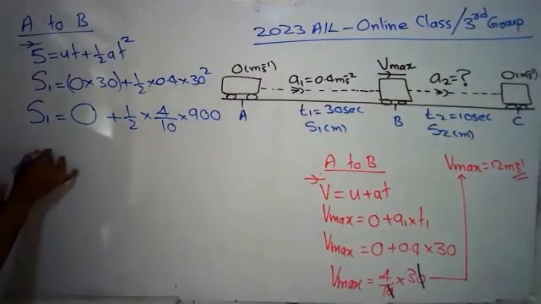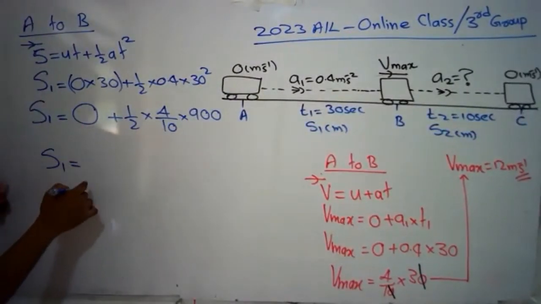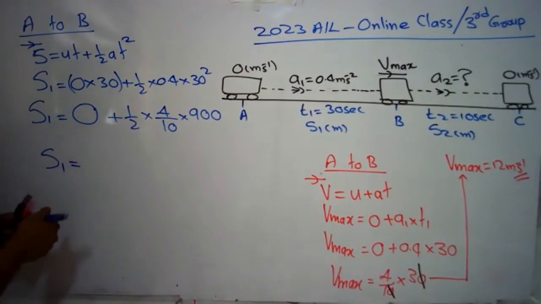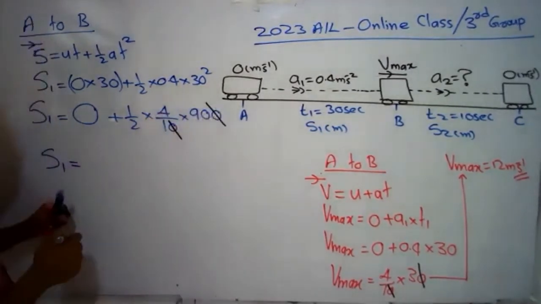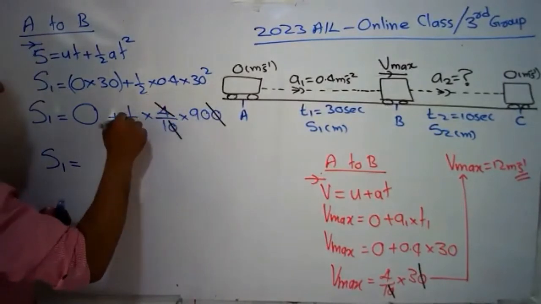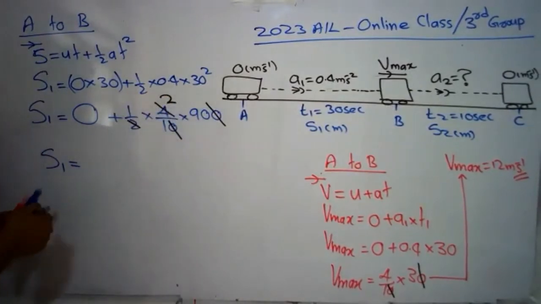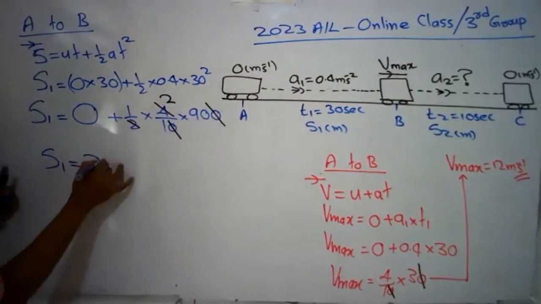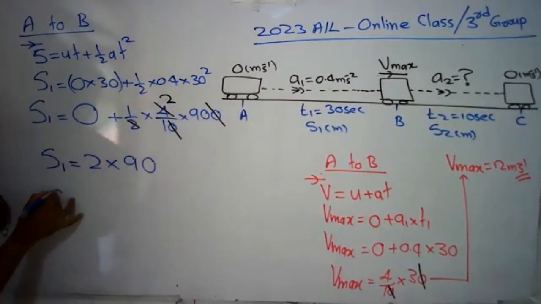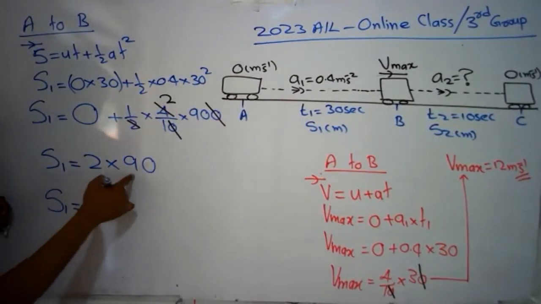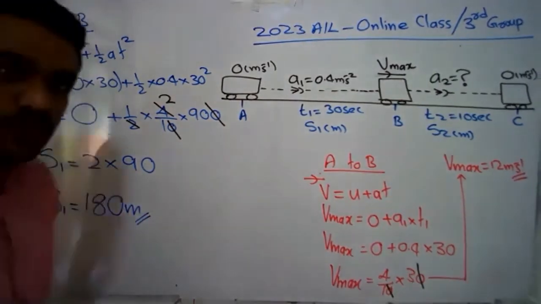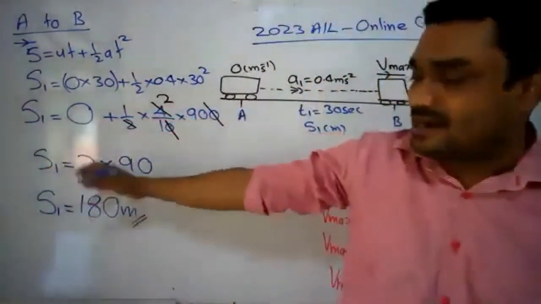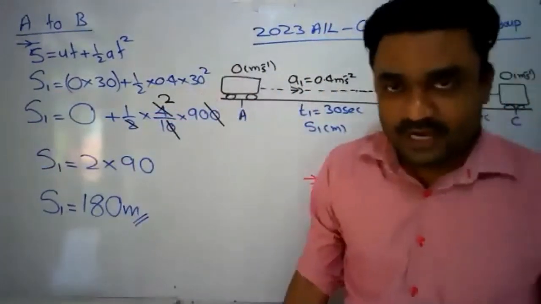So then S1 equals, we don't worry about this 0. We can cancel out this 0 and this 0. 4 divided by 2 is 2. So here then we have 2 into 90. So S1 equals 2 times 9, 18, 180 meters. Who has obtained this answer? This 180 is the displacement from A to B.